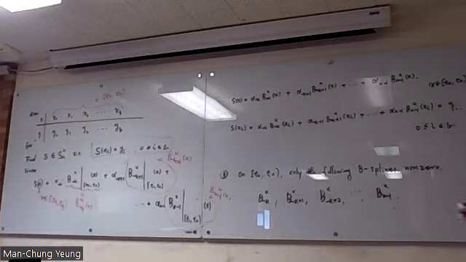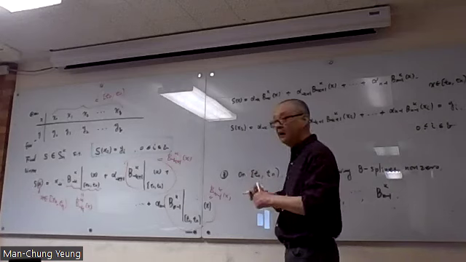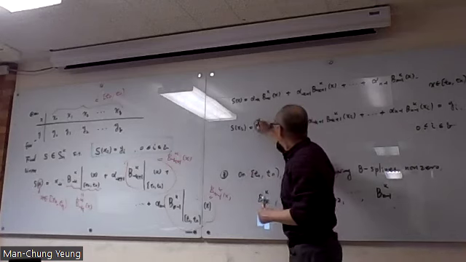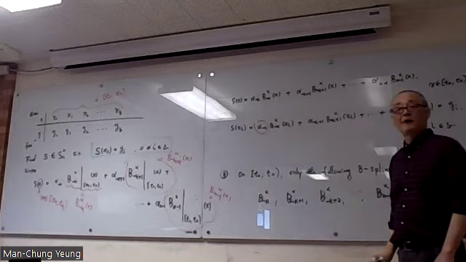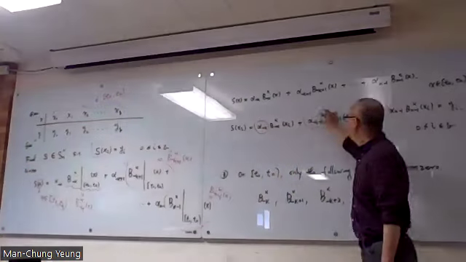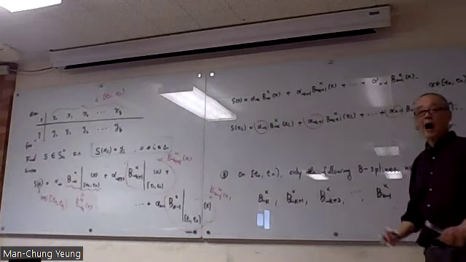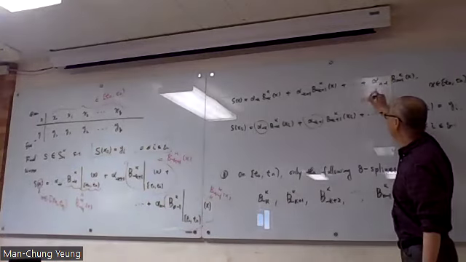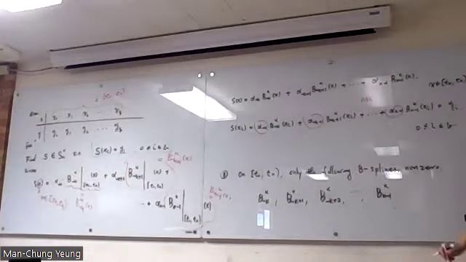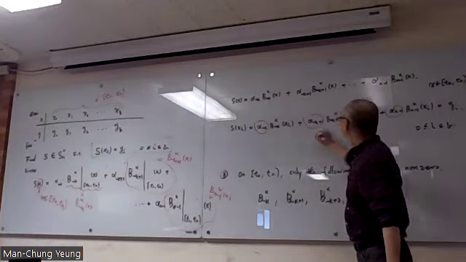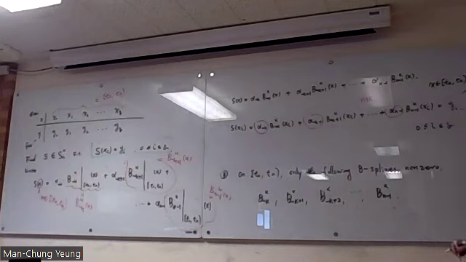How many unknowns? Alpha_{-k} is unknown, unknown, unknown. How many unknowns? n plus k. So many unknowns, from here. How many equations? q plus 1 equations.